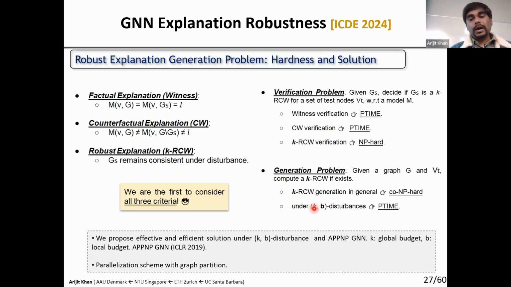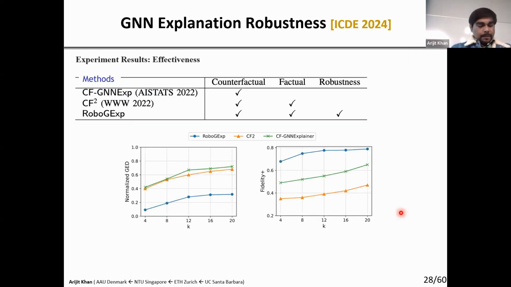So if we combine this local plus global constant, then we show that the problem becomes polynomial, and then we have a nice, efficient solution to solve it, okay? So we did a comparison with the existing literature.